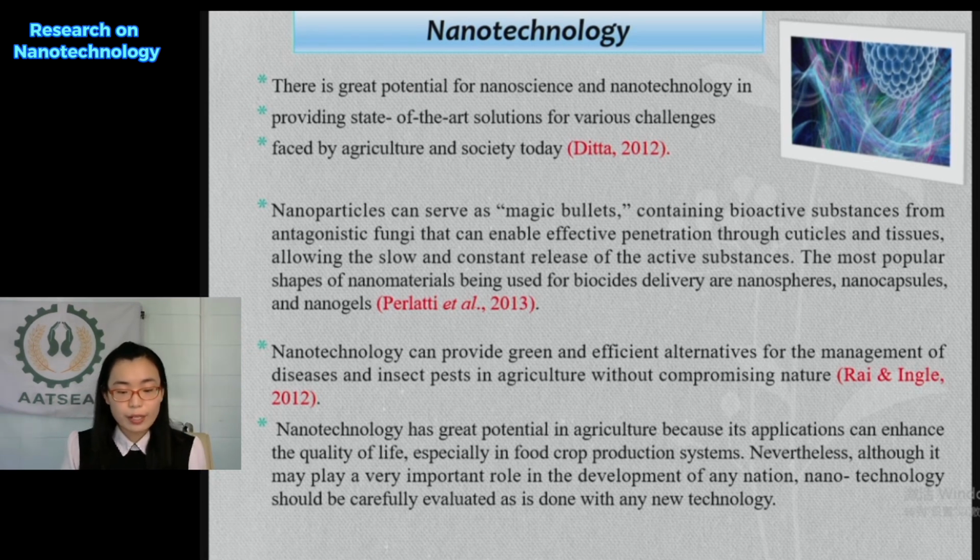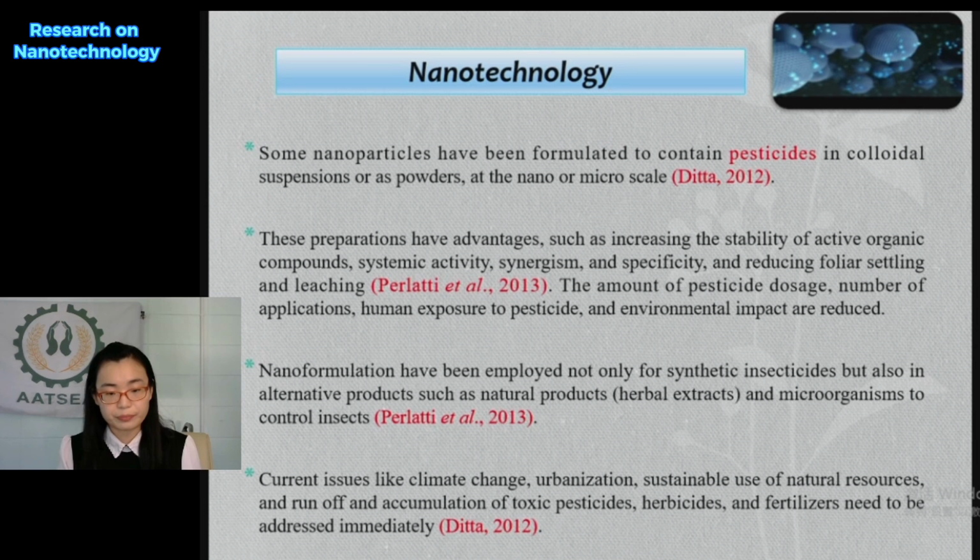Nanotechnology can provide green and efficient alternatives for the management of disease and insect pests in agriculture without compromising nature. It has great potential in agriculture because its applications can enhance the quality of life, especially in food crop production systems. Nevertheless, although it may play a very important role in the development of any nation, nanotechnology should be carefully evaluated, as is done with any new technology.